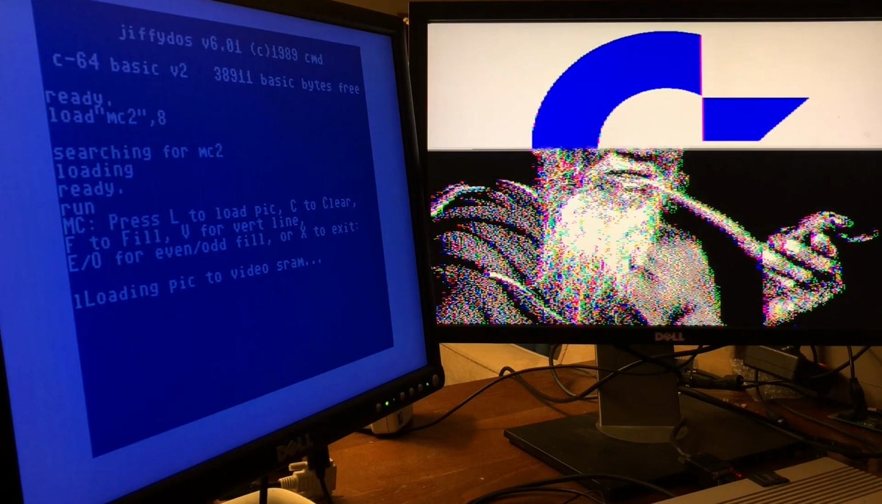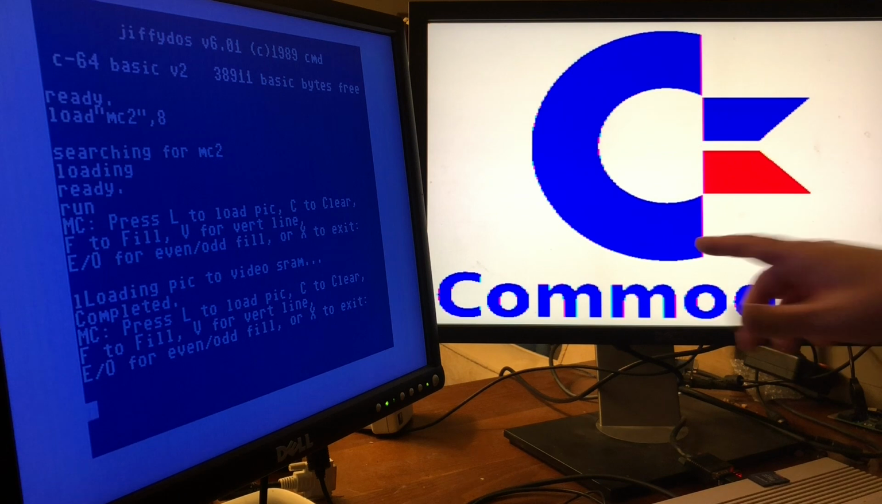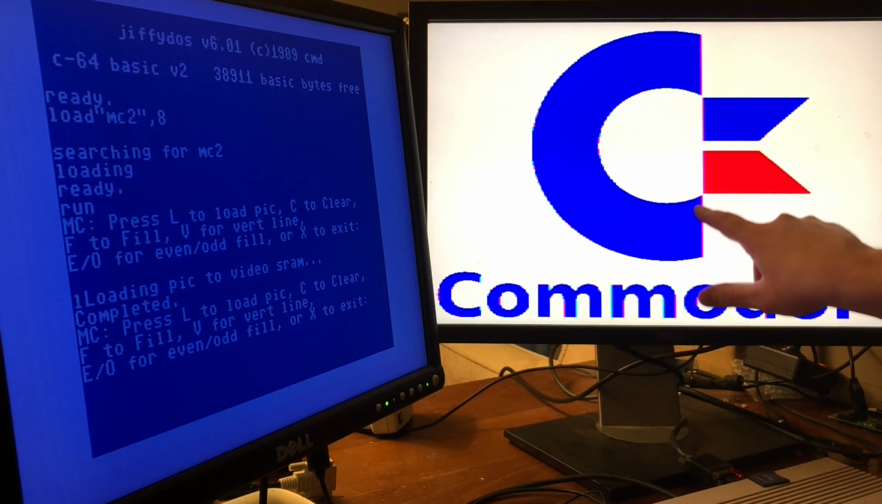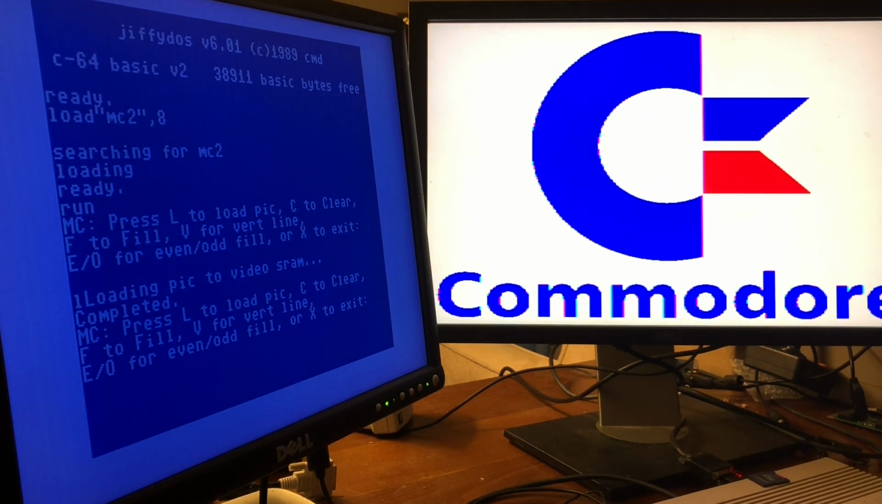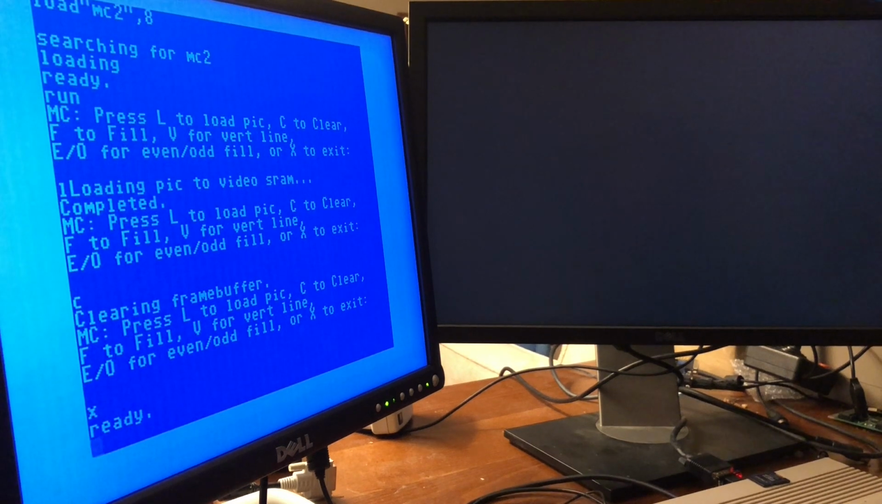So switch into multicolor high-res mode. And here you can see that. If you look closely, the red is lower resolution, so you can see a little bit of red bleeding there. But these are certainly not colors you get out of the stock 64 and the stock multicolor high-res mode. And clear that. And we'll load another one.